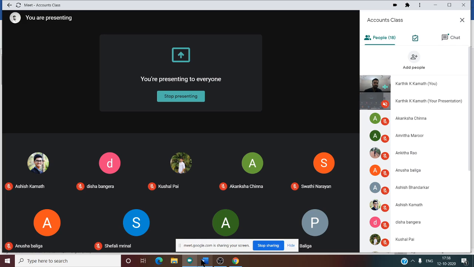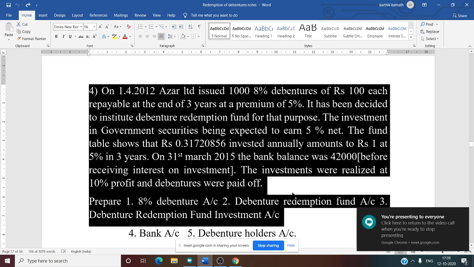So specifically mentioned in the problem that bank balance does not involve interest. That means what? Interest you need to write separately in bank account. In bank account, last year interest you need to write in the debit side.